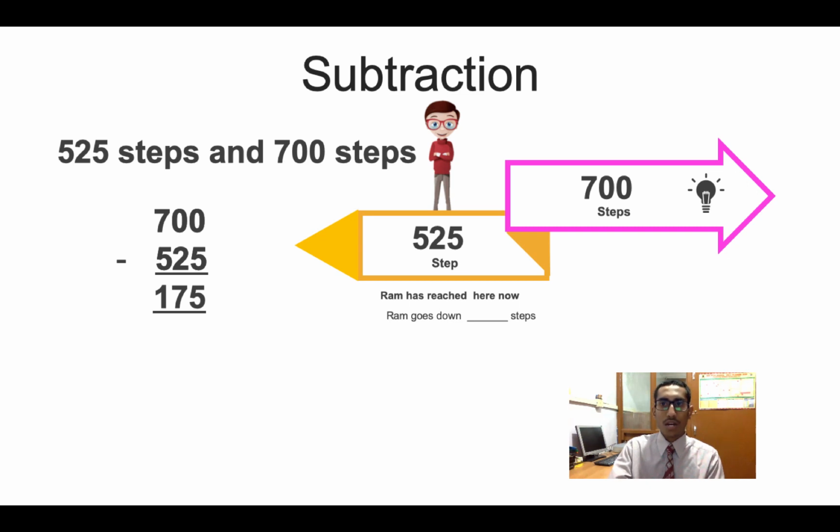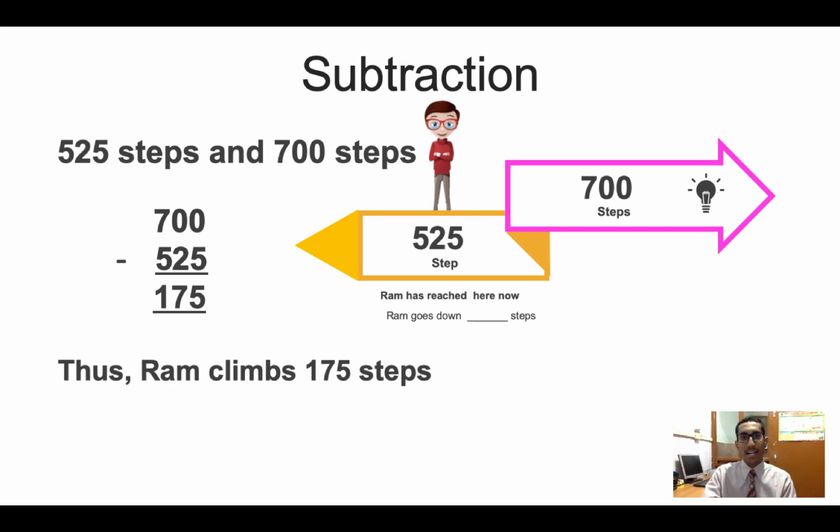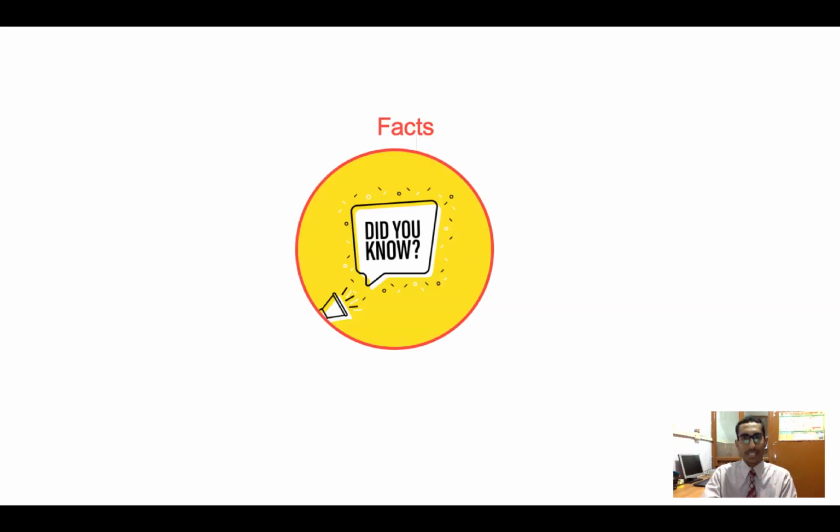Now what do I need to do? I need to write the statement. So I am writing the statement, which is, thus Ram climbs 175 steps. If you were able to do this on your own, a very good job done. And let us look forward to the next fact.